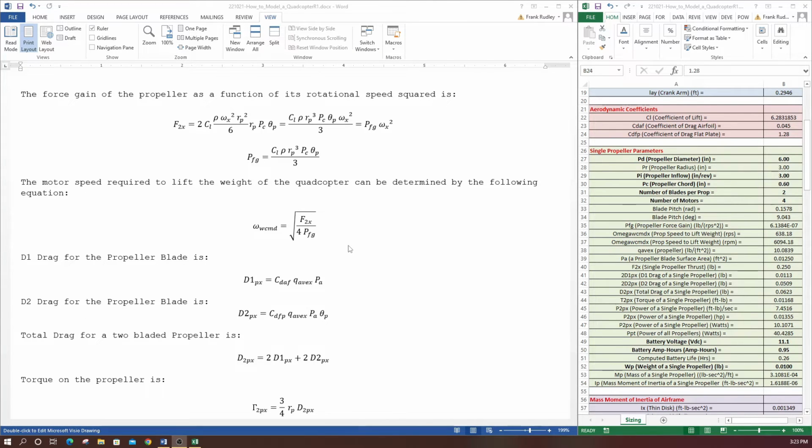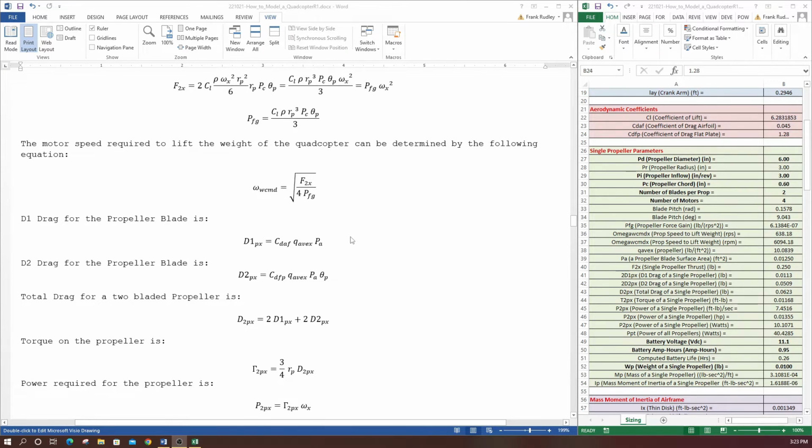So we're going to go through these equations a little further in our spreadsheet. I have these 2 parameters for drag. I call them D1 and D2. Sometimes they talk about profile drag and induced drag. I'm looking at it a little bit differently. I call it D1.